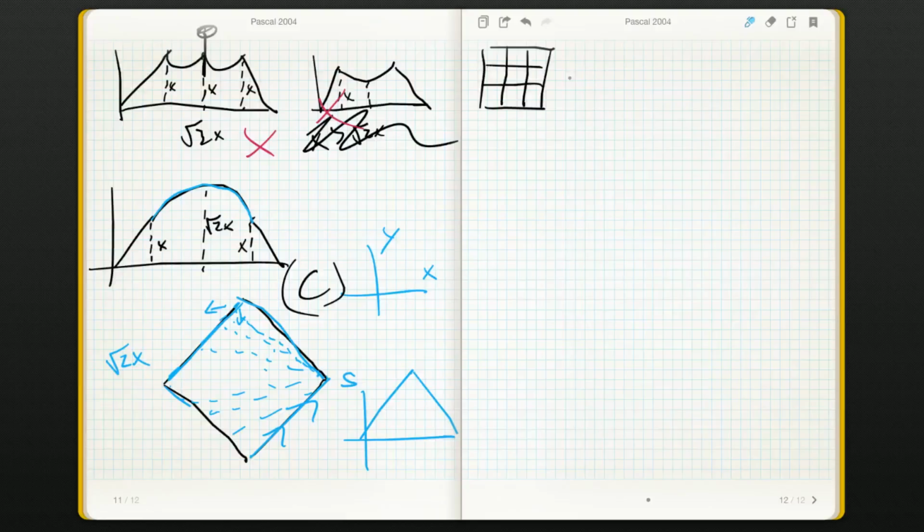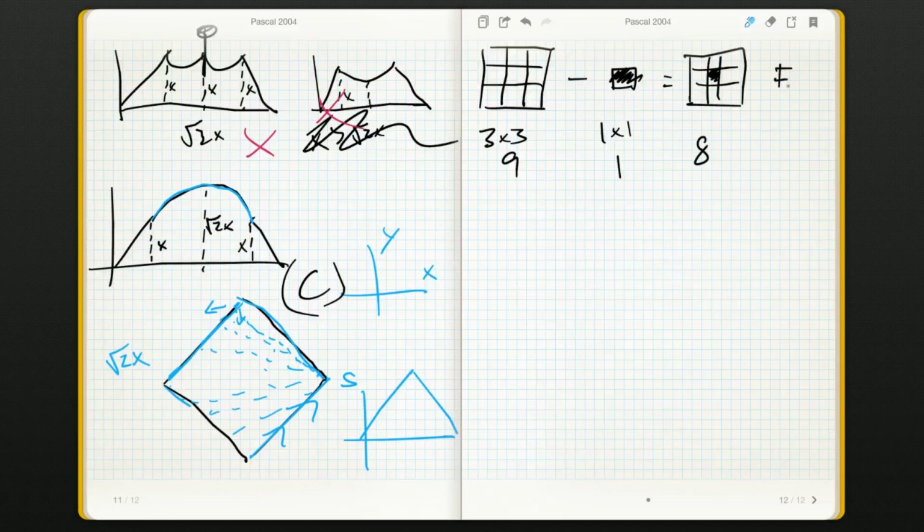So we draw a 3x3 grid and we subtract the 1x1. So a 3x3, it has 9 of these squares, and we subtract off a 1x1, and that leaves us with 8 left over, and that's figure 1. Okay, so note for figure 1, we are dealing with a 1x1 being subtracted from a 3x3, which is 2 more.